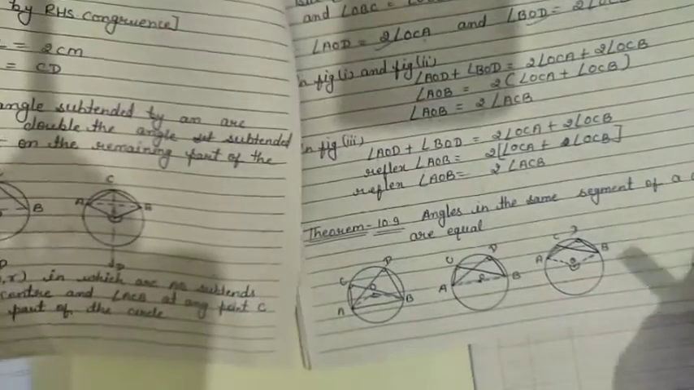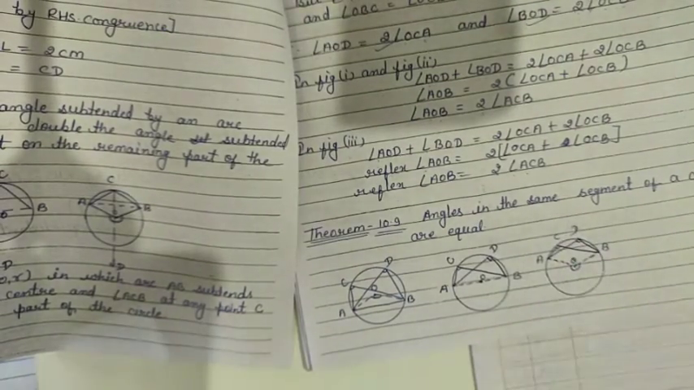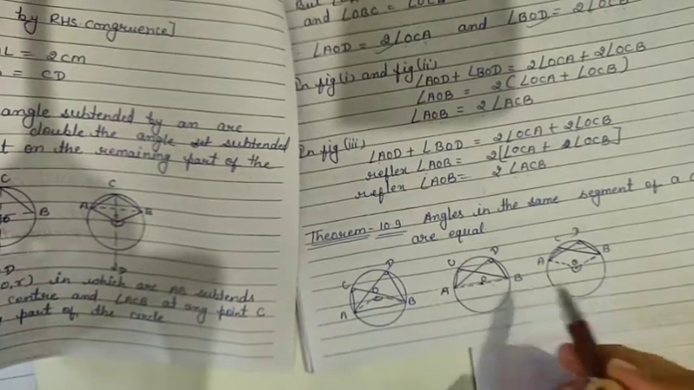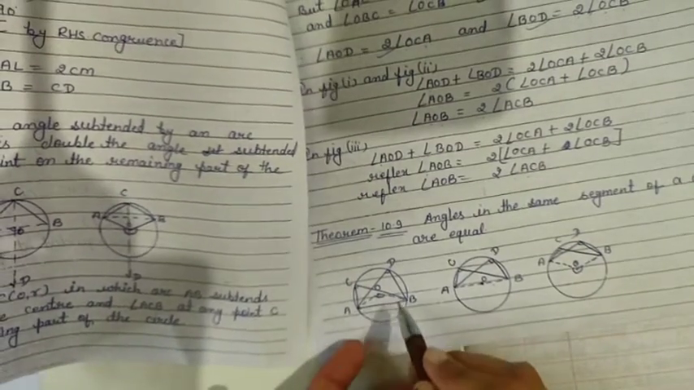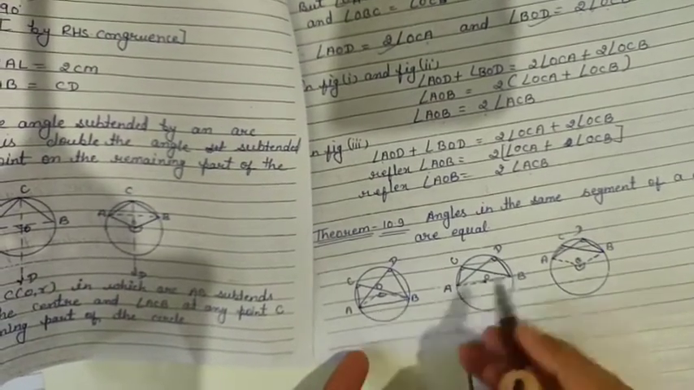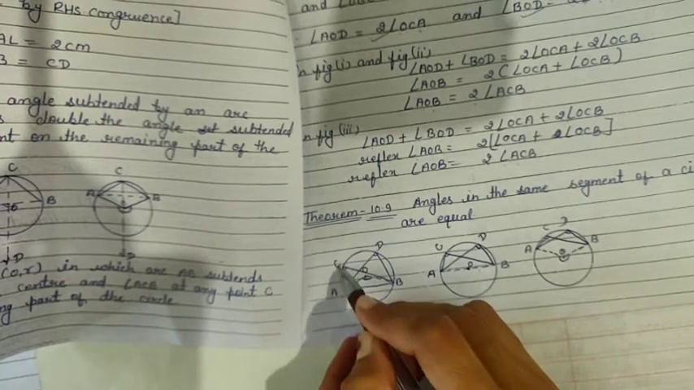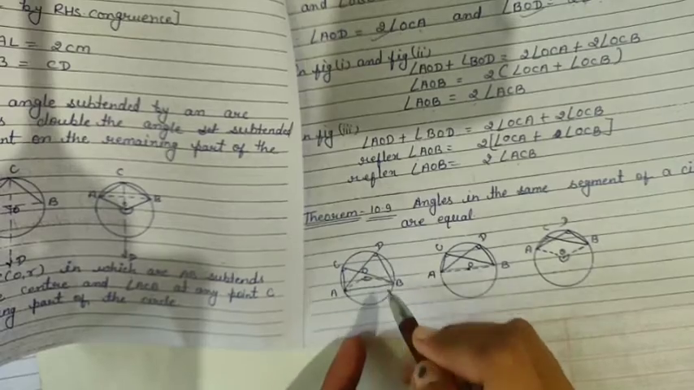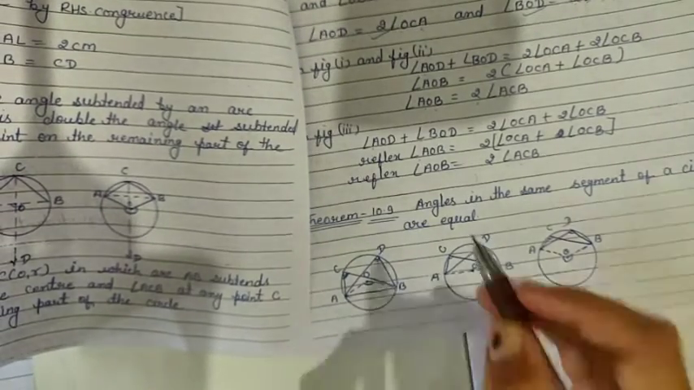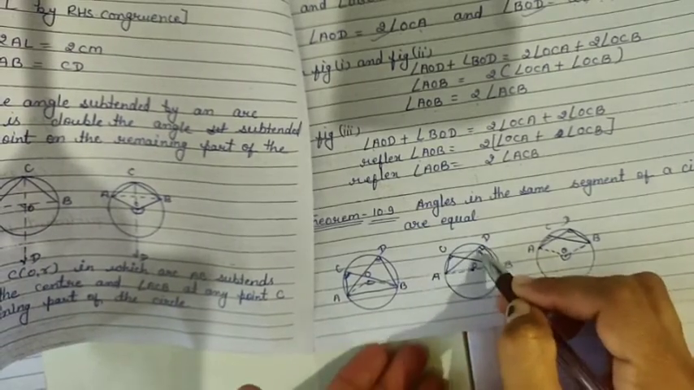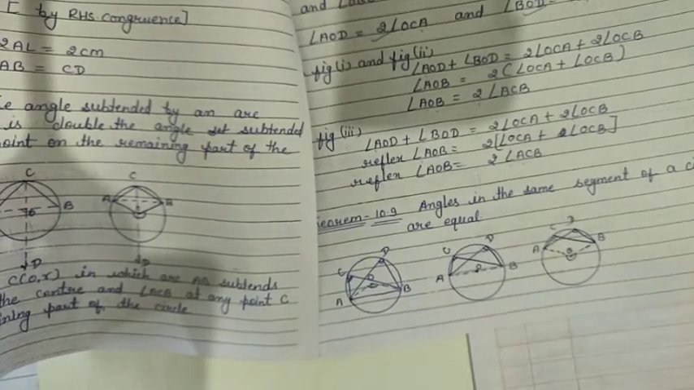Now our next theorem is theorem 10.9. Angles in the same segment of a circle are equal. These are three different cases. Angles in the same segment: this is an arc, and these two angles ACB and ADB are made in the same segment, and we have to prove that angle ACB equals ADB.